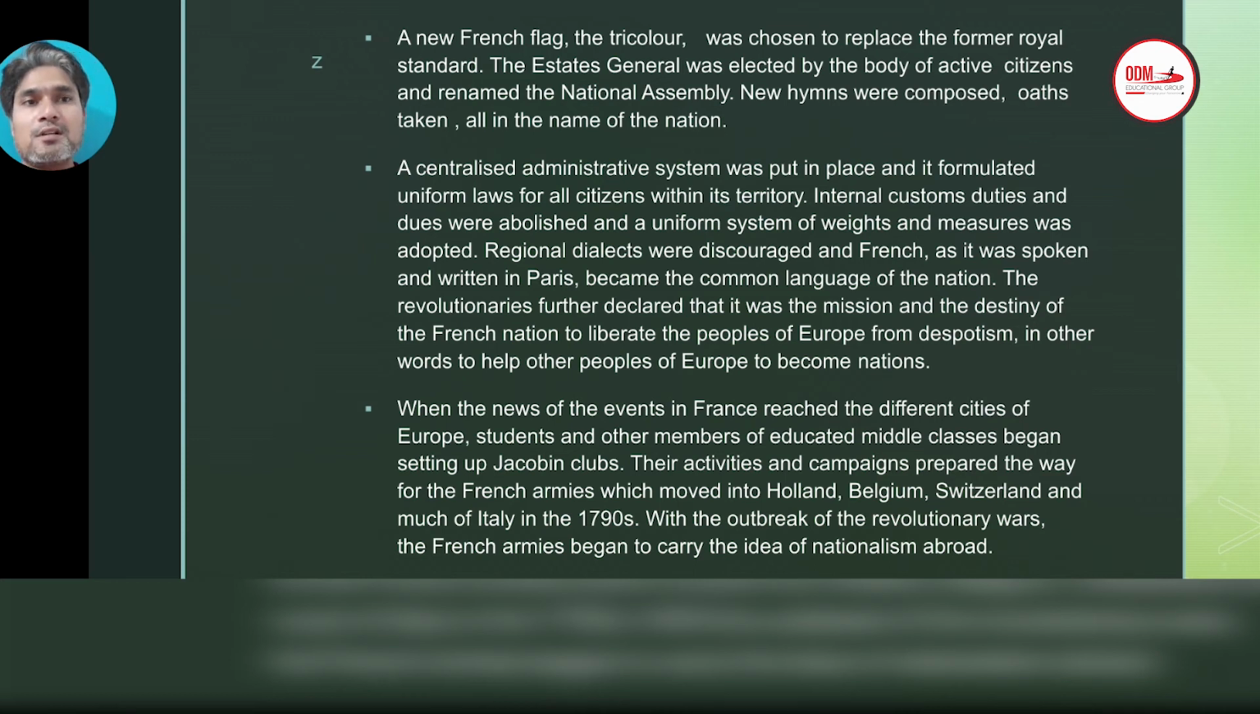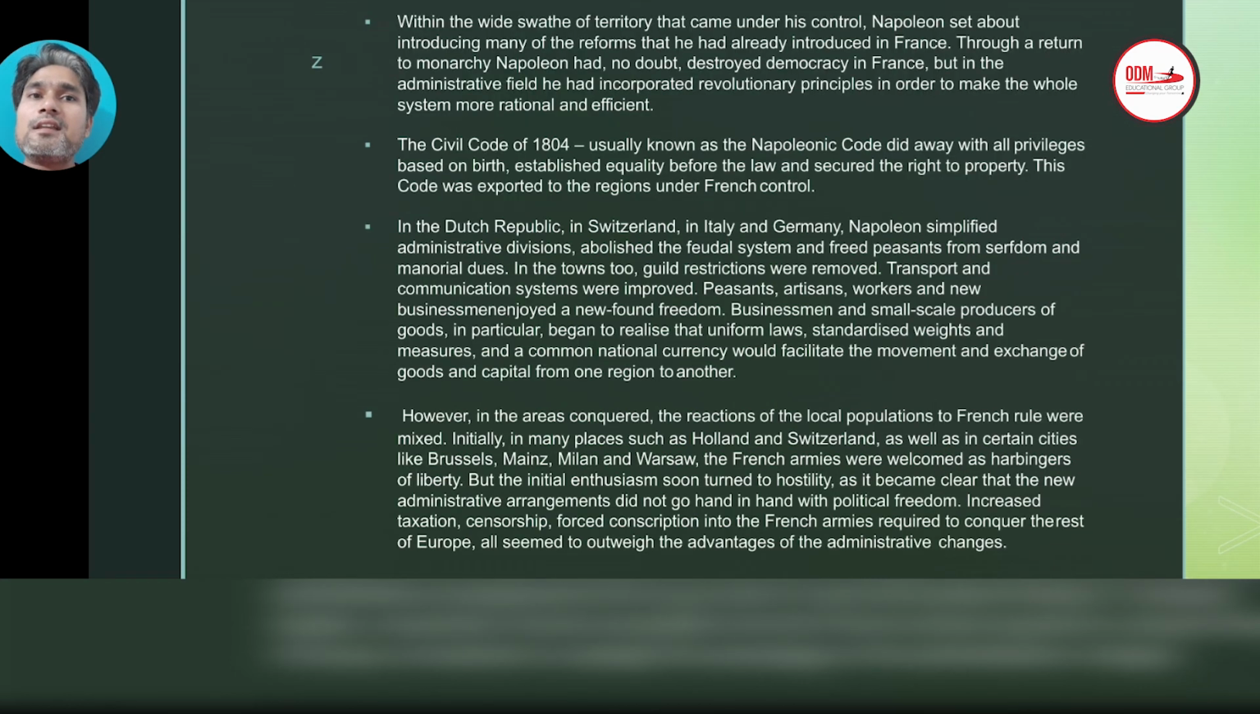So it was much needed at that time when the whole continent was very fragmented. The common identity was not there, there was no idea of nation. So in this time, the French revolutionaries, the French people, tried to put forward an example to protest against the monarch.